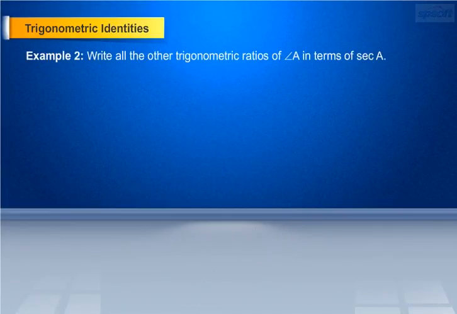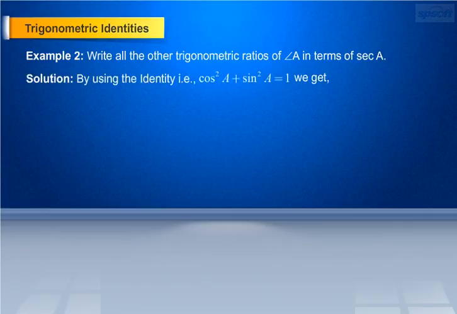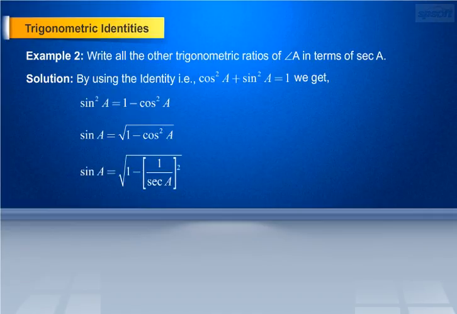Example 2. Write all the other trigonometric ratios of angle A in terms of secant A. Solution: By using the identity cos square A plus sin square A equals 1, we get sin square A equals 1 minus cos square A. Applying square roots on both sides we get sin A equals square root of 1 minus cos square A. As we know that cos A equals 1 by secant A, we get sin A equals square root of 1 minus 1 by secant A whole square.